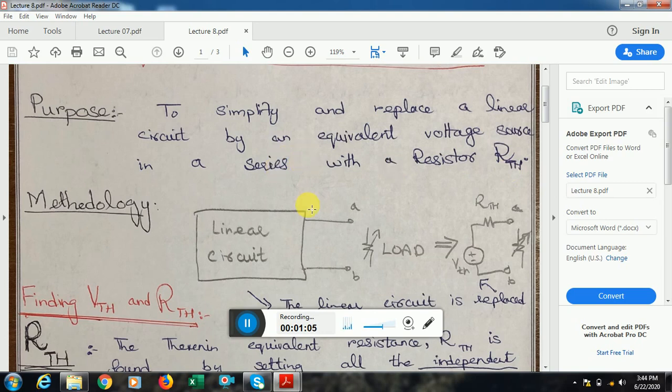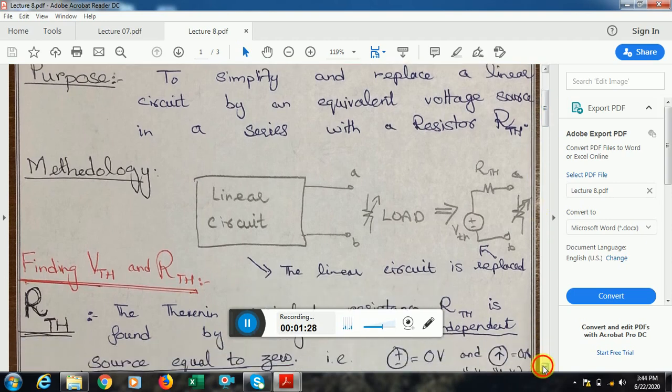The methodology is that if we have a linear circuit between points A, B, we transform it into a voltage source in series with the resistance RTh between the same terminals A and B. And if we are given a certain load for analysis purposes, we simply remove the load and simplify the circuit. Once the simplification is done, you can put the load back into the circuit.